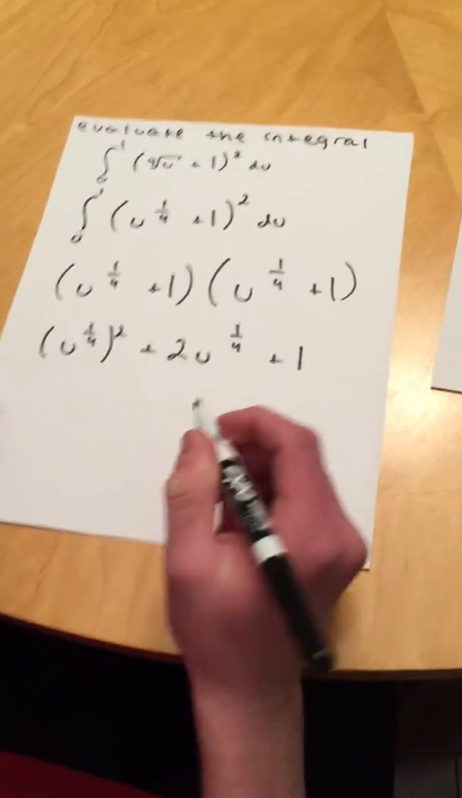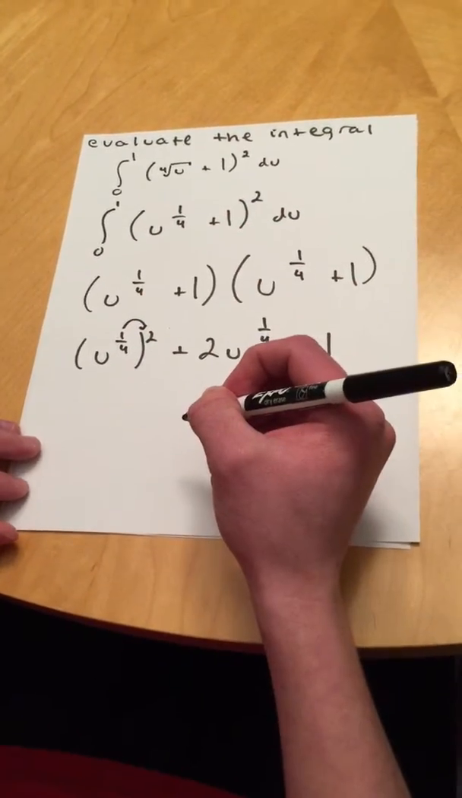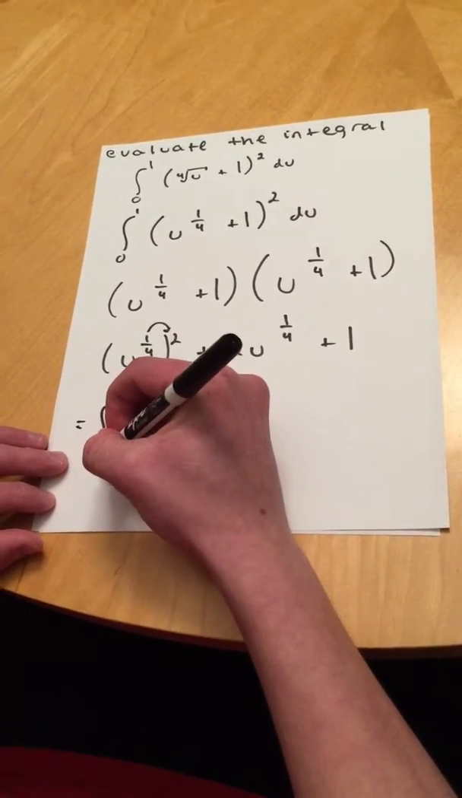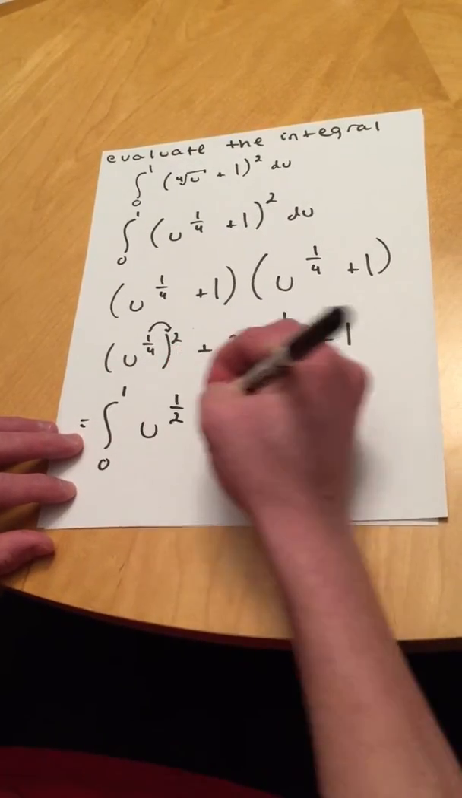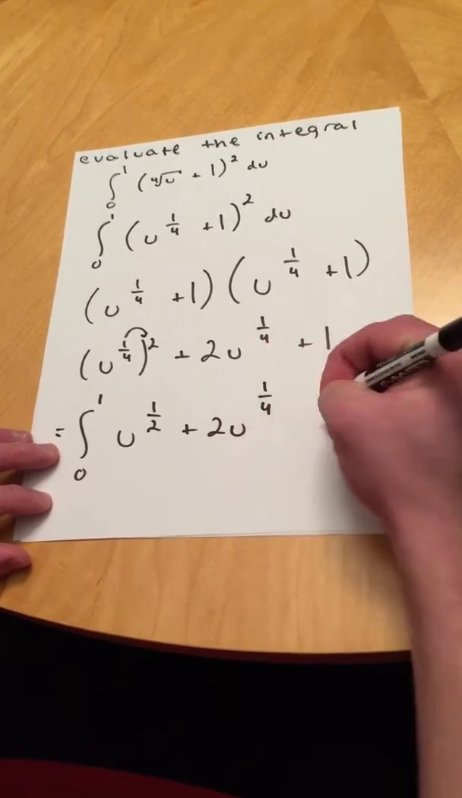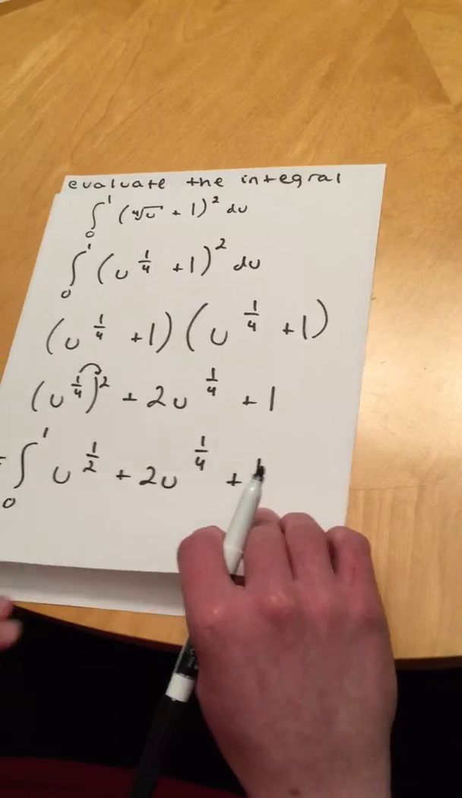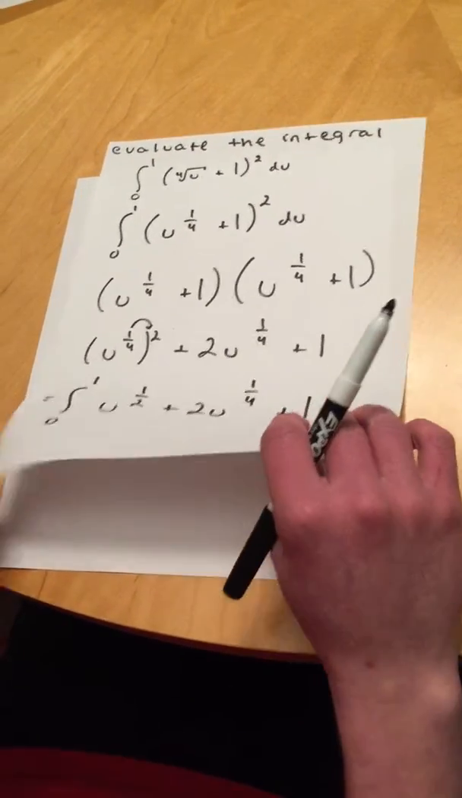So now what I actually do here is distribute the 1/4 to the 2, which gives us the integral in the simplest form: u to the 1/2 plus 2u to the 1/4 plus 1. And now what we want to do is start evaluating the integral.